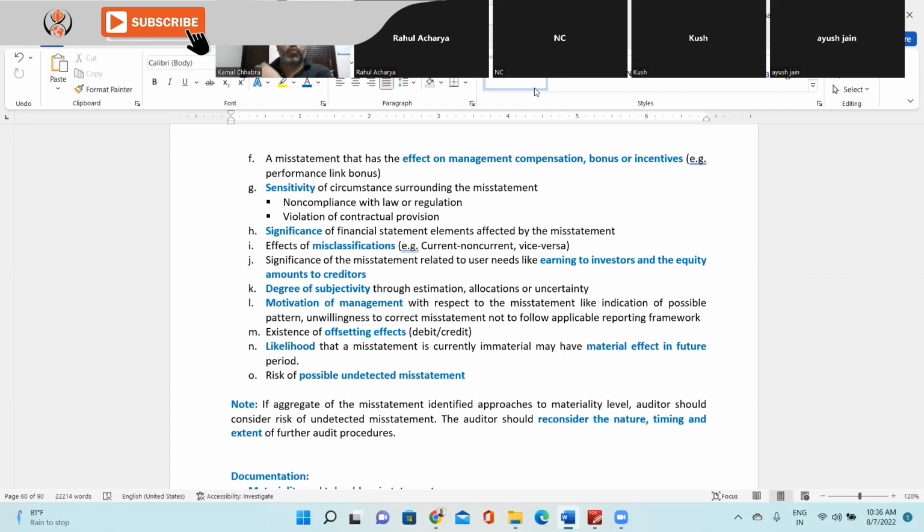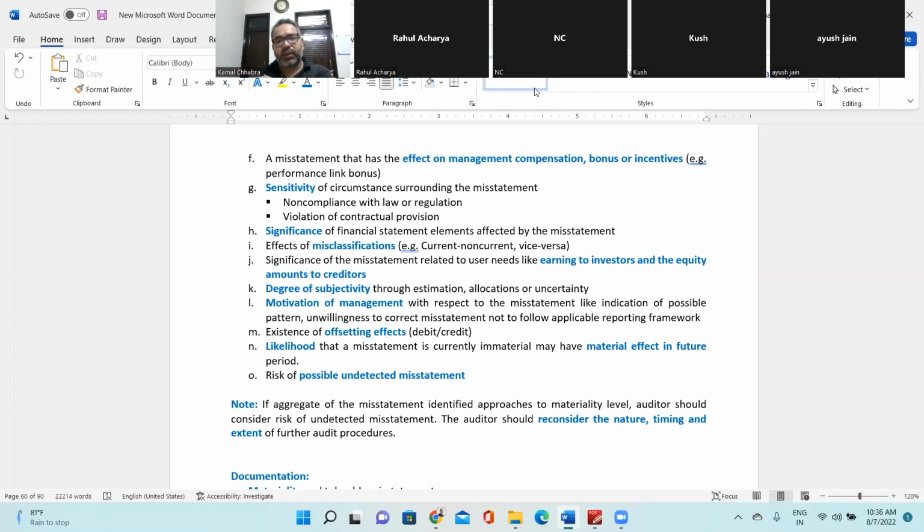Right? H point is significance of financial statement element affected by the misstatement. So how significant the misstatement is in impacting that financial statement, that is something you need to evaluate.